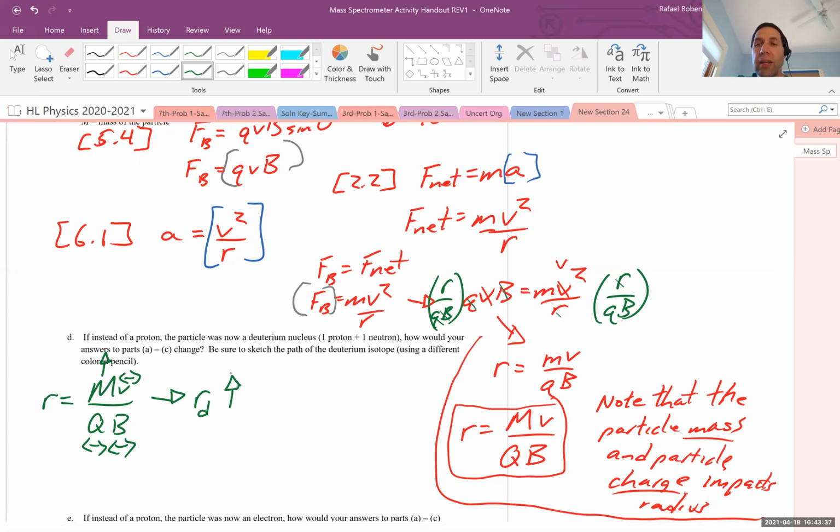You can think about it this way. If you're a car turning around a corner, a more massive vehicle is going to take a wider radius, all other things being equal, to make that turn as compared to a lighter vehicle. So that's another analogy you might want to use.